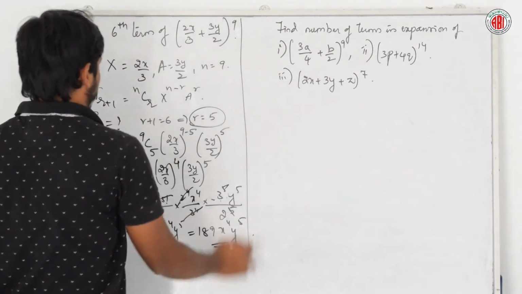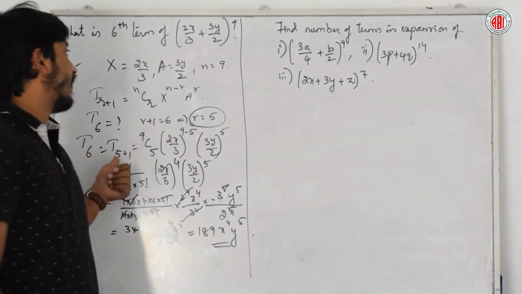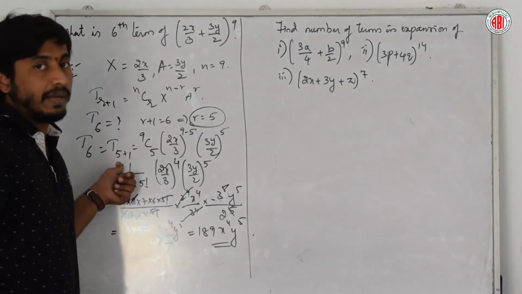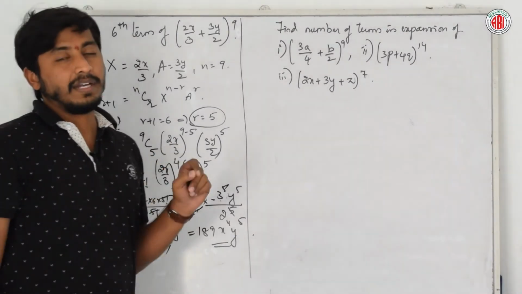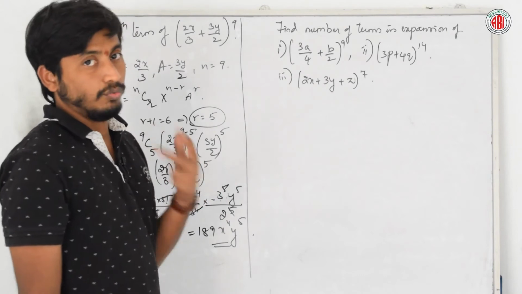But the thing is, we have to remember this point and we will find the sixth term in it by taking r is equal to 5. Similarly, if they ask you to find the middle term or the coefficient of something, we'll do it again.